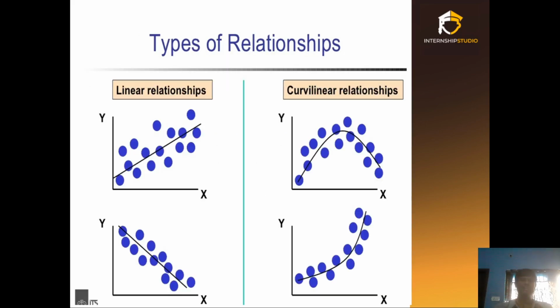What are the different types of relationships that exist? On the left side, you can see a linear positive relationship between the x and y variables. You can also see another kind of relation where, as the x value increases, the y value decreases linearly. So it is also a linear relationship. These are the general relationships you see between the dependent variable and the independent variable.